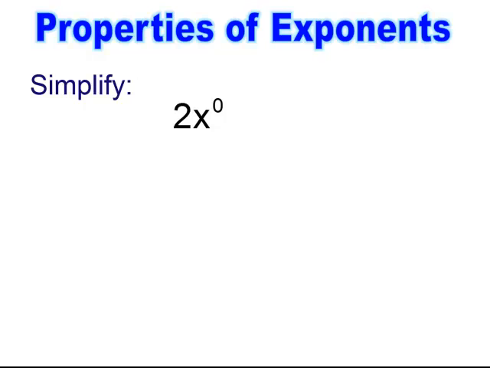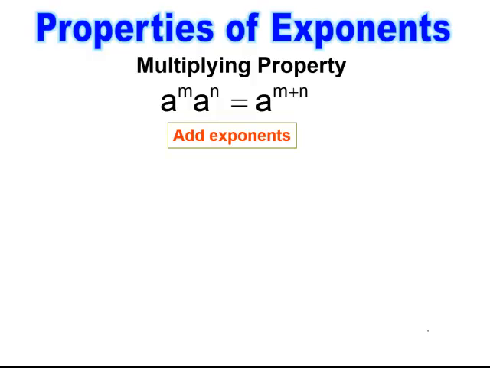Pause and try. So again, that x to the 0 power equals 1. We have multiplication here, it's 2 times 1. So my solution here, when I simplify, would be 2. Pause and try. The whole entire quantity is raised to the 0 power, therefore this equals 1.